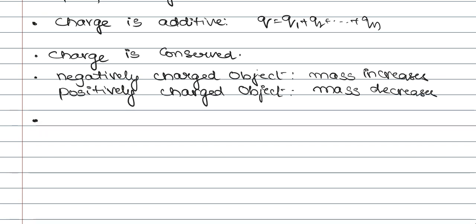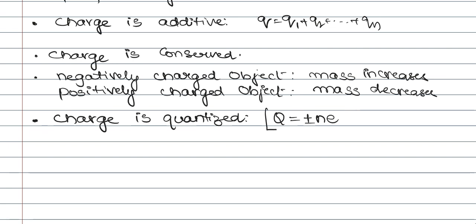And the last point, which is very important, where you will have some good number of numericals based on this, is that charge is quantized. If charge is quantized, it means we are adding or removing electrons, so that when it acquires charge, we can express the charge of an object as an integral multiple of the charge of an electron. A positive sign is used if it is acquiring positive charge and a negative sign if it is acquiring negative charge. You'll have some good numericals based on this.